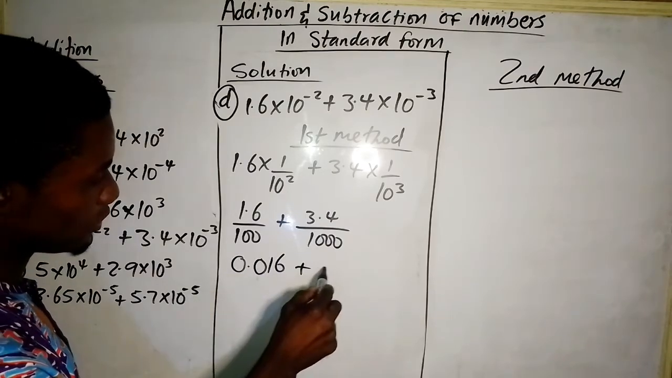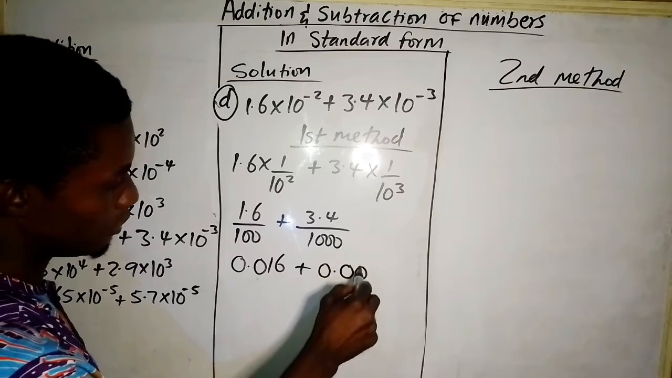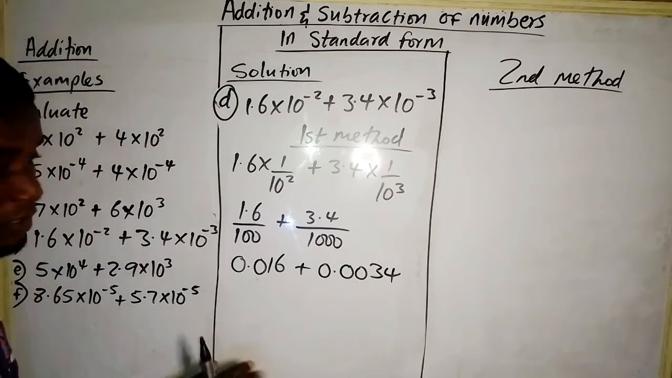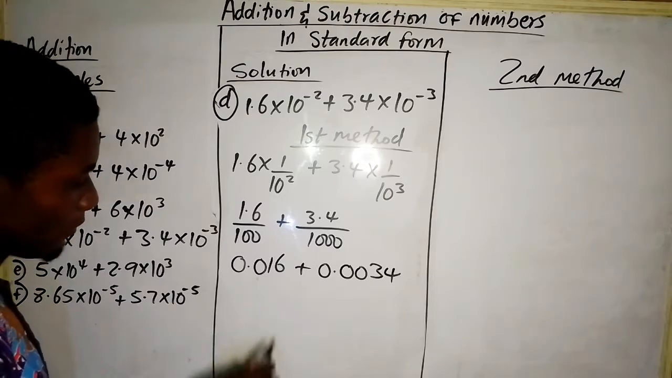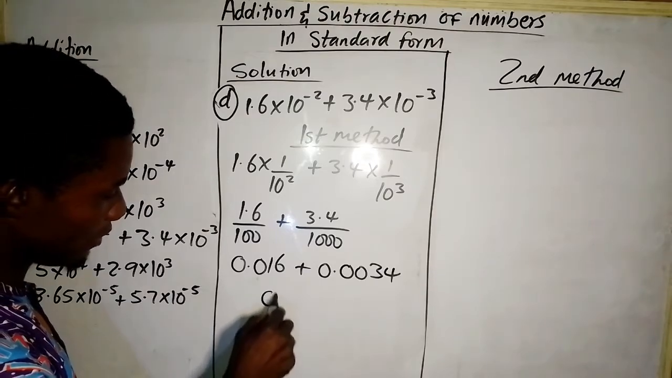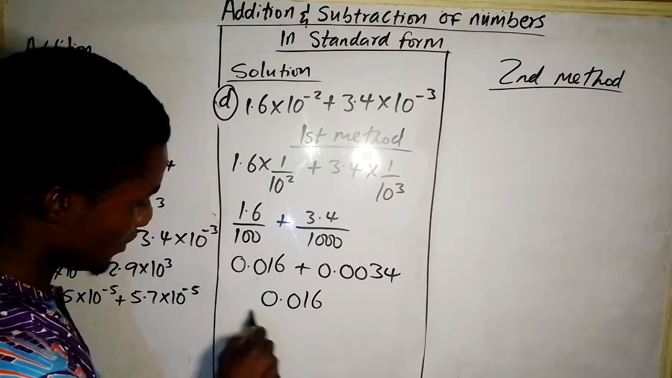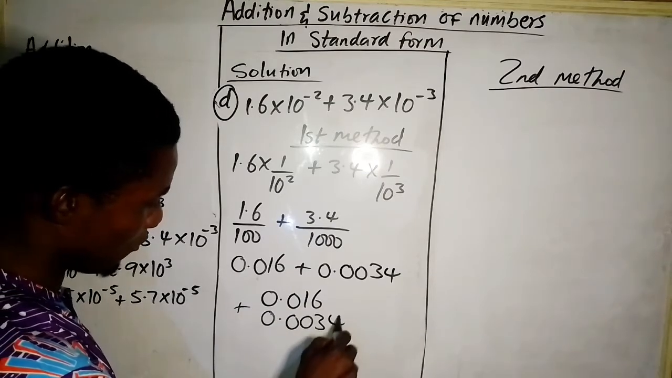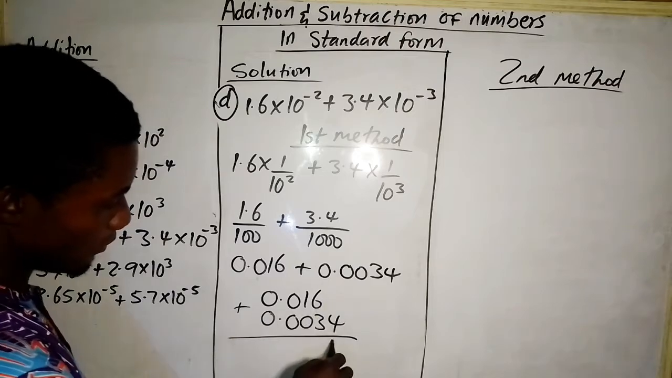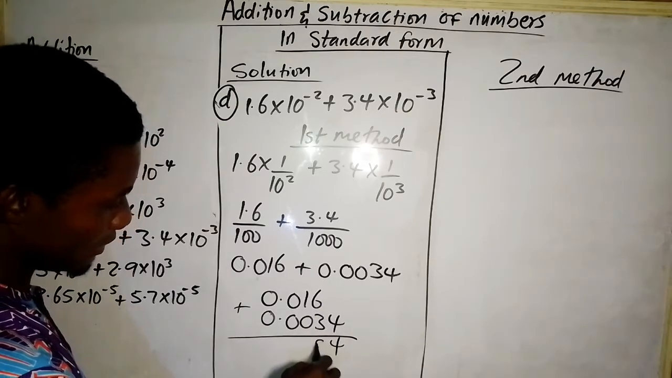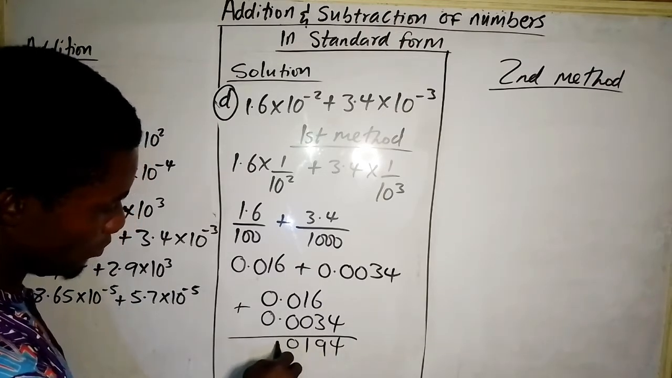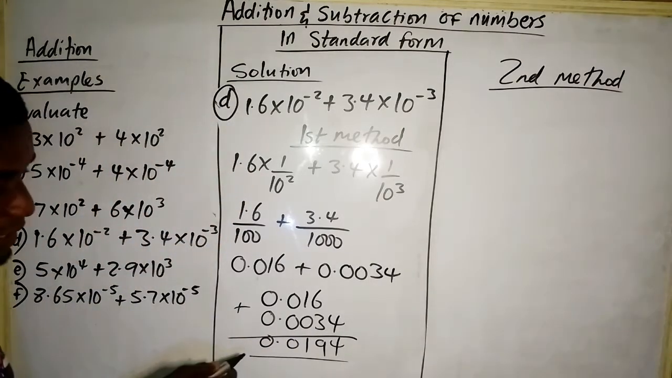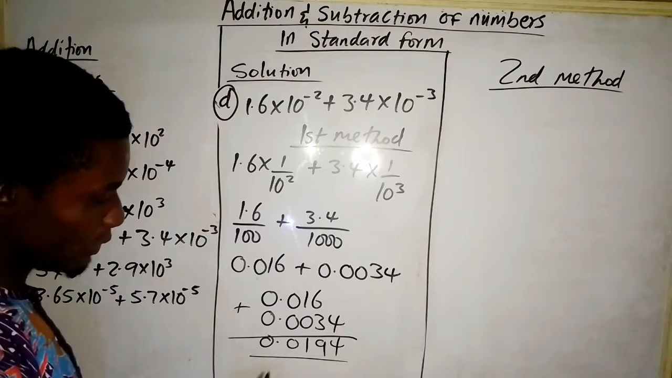0.016 plus 0.0034. So we have expressed it as an ordinary number. This is a decimal number, so we add up the numbers. We have 0.016 plus 0.0034. So this will be 0.0194. Don't forget, this number is not yet in standard form, so we need to express it in standard form.